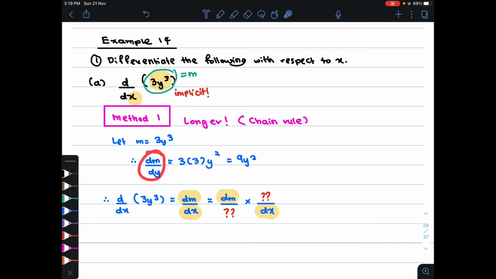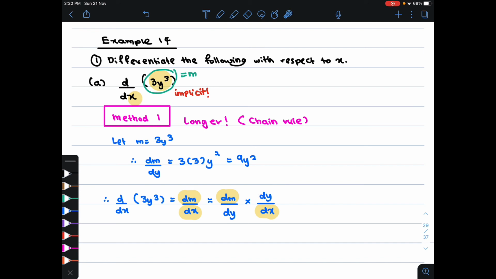Since this is dm over dy, therefore this one should also be dy. And if this is dy, this is also dy. So why should we have dy here and here? This is because when we cancel out dy, that will give you just dm over dx. So that's why these two should be the same.